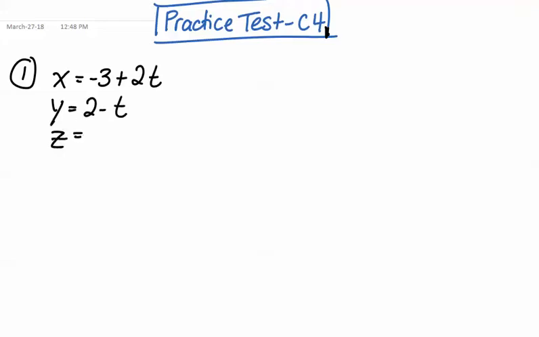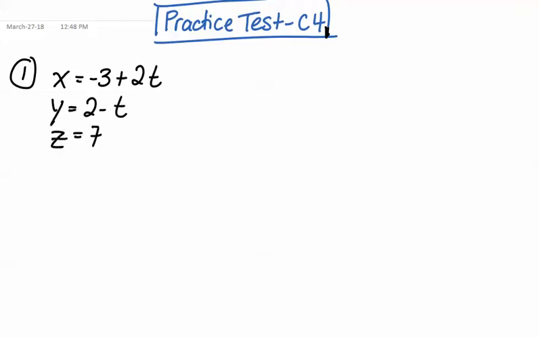Alright, cool. So I'm just going to go through the practice test with you in case you're interested in hearing some of those answers and how to do those questions on the practice test. Okay, question 1, practice test. Write the direction vector of the line described by the parametric equations. x equals -3 plus 2t, y equals 2 minus t, and z equals 7.